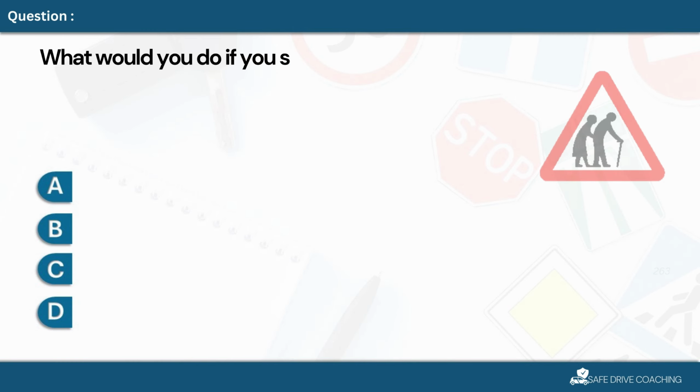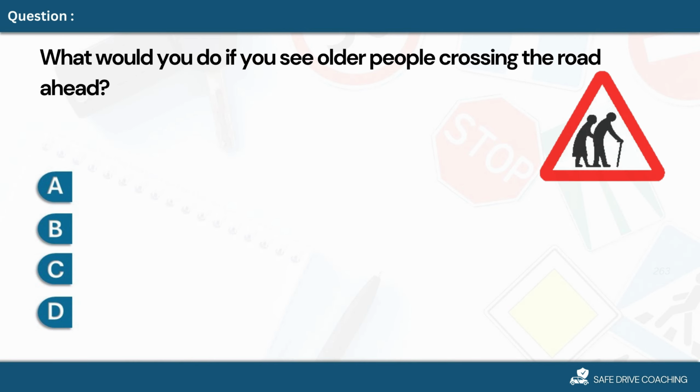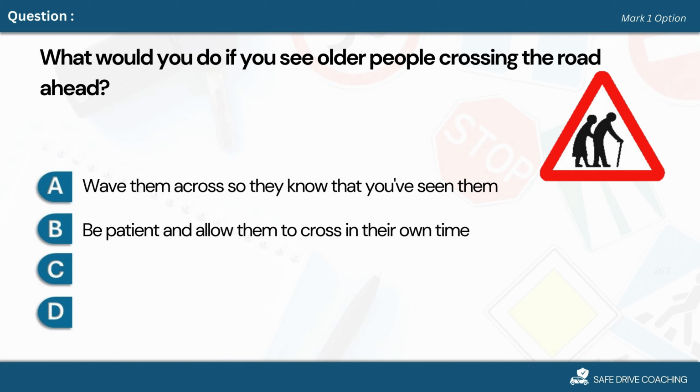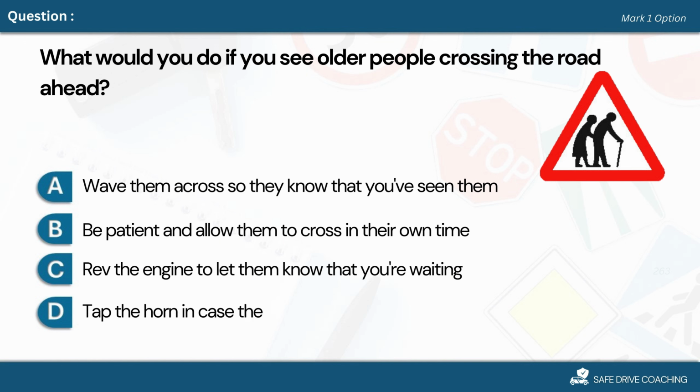What would you do if you see older people crossing the road ahead? A. Wave them across so they know that you've seen them. B. Be patient and allow them to cross in their own time. C. Rev the engine to let them know that you're waiting. D. Tap the horn in case they're hard of hearing.